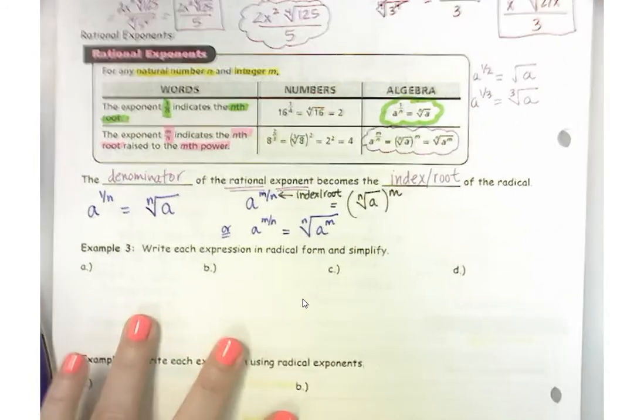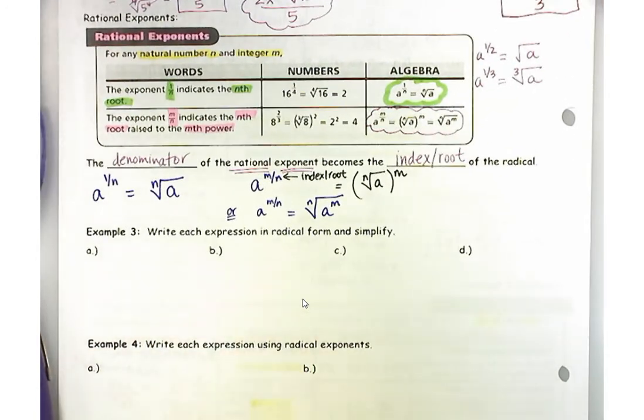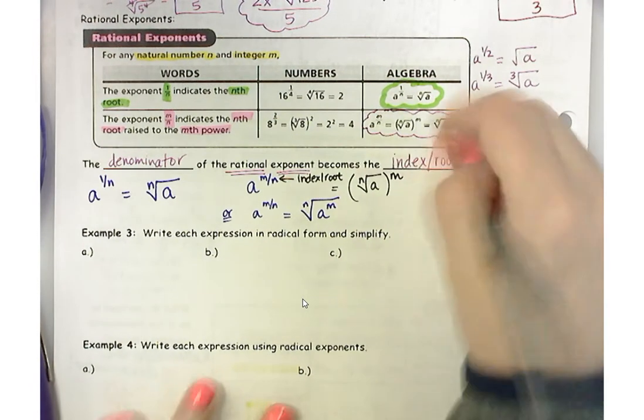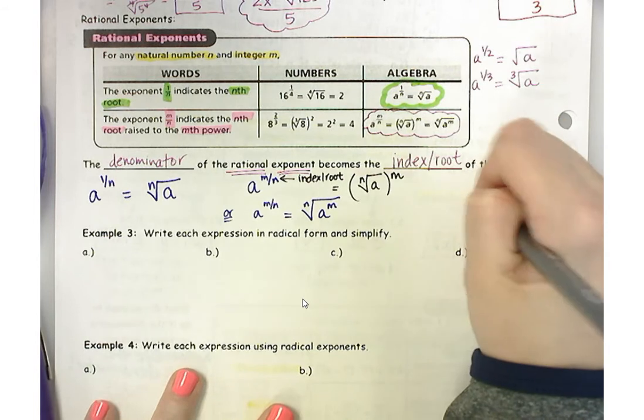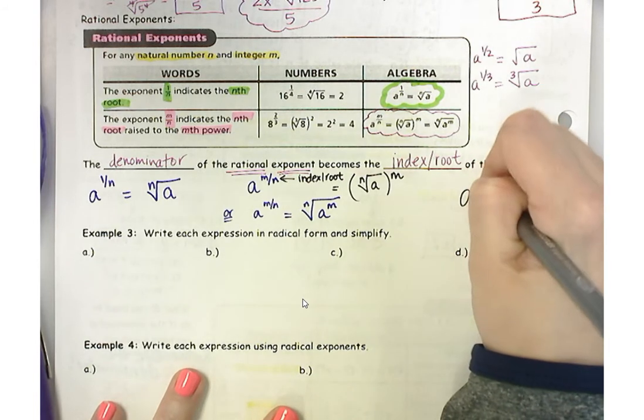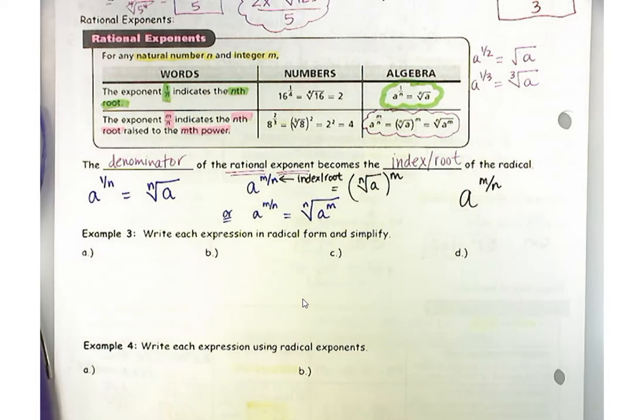All right, so for example 3, we're going to write each expression in radical form. So if you're going to write it in radical form, your first step has to have a radical in it, and then you're going to simplify.